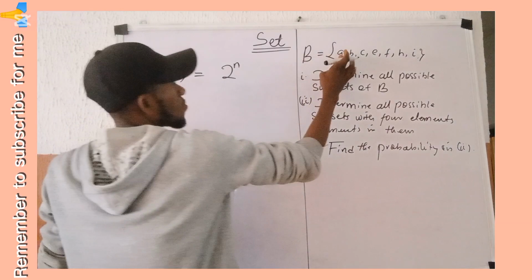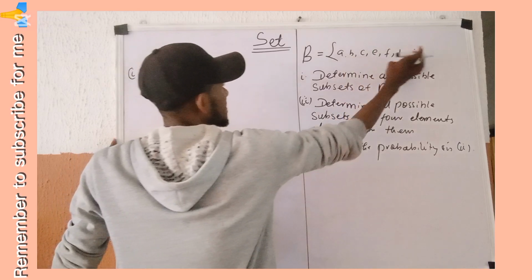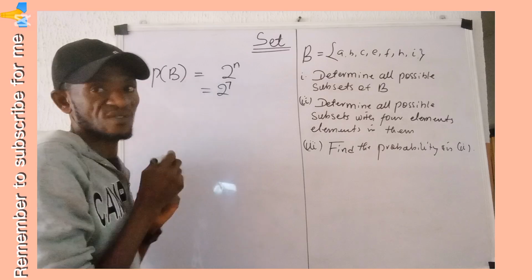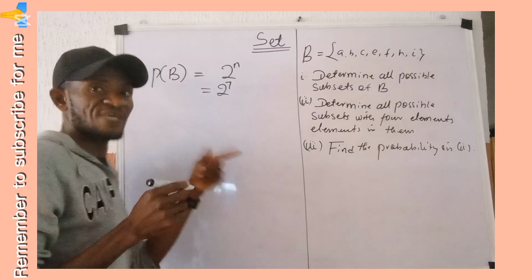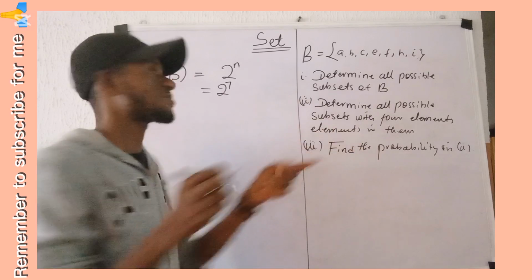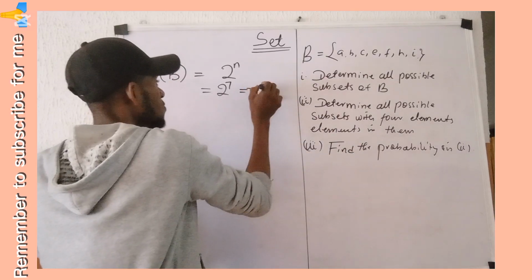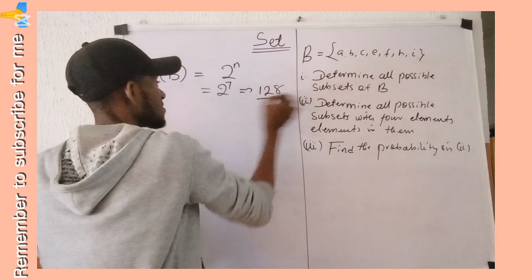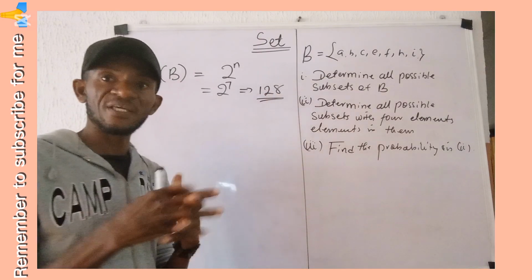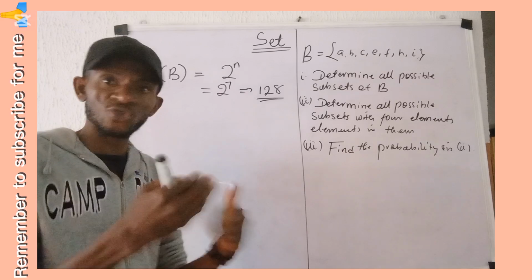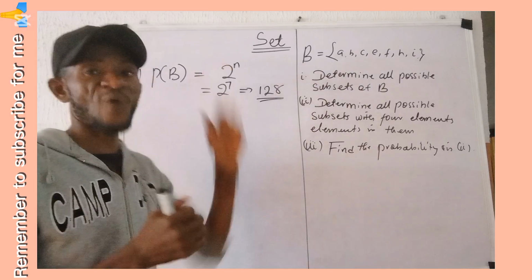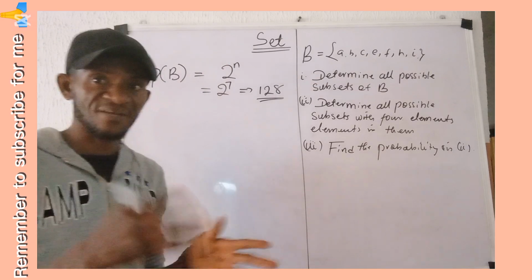So we count 1, 2, 3, 4, 5, 6, 7. So this is given as 2 raised to power 7. And 2 raised to power 7 means 2 times 2 times 2 times 2 down to the 7th one, which of course is going to be 128. So that is how to determine the possible subsets that one can formulate from a given set. It's just 2 raised to power n, where n is the number of elements inside that set.